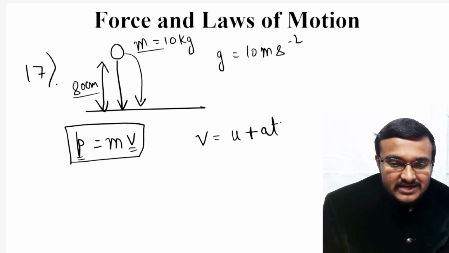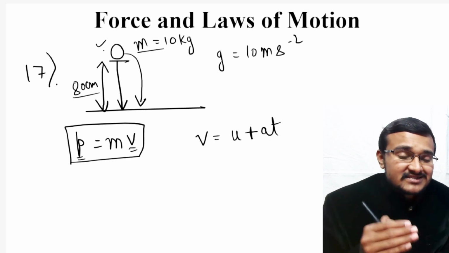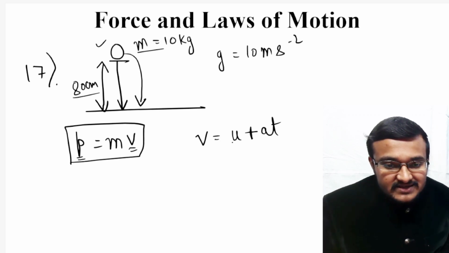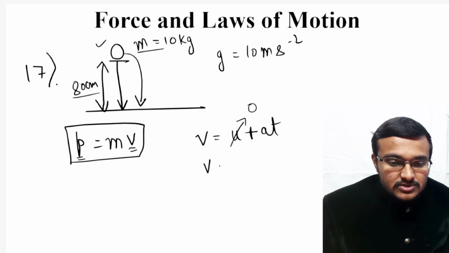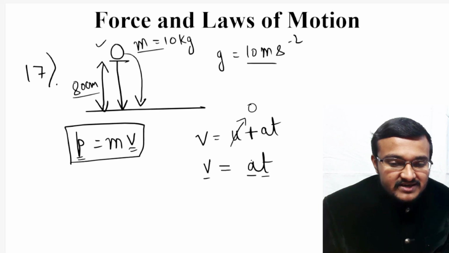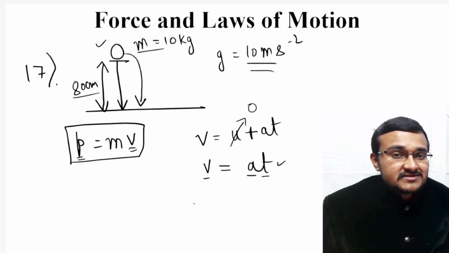Here we know that this dumbbell is dropped from 80 centimeters. So initially it was at rest, which means the initial velocity u will be equal to 0. So here v will be equal to at. In order to calculate this velocity, we want acceleration and time. We know that acceleration due to gravity is 10 meter per second square, so in the place of acceleration we can substitute 10. But we don't know what the time is.